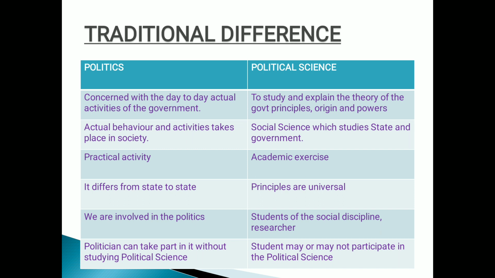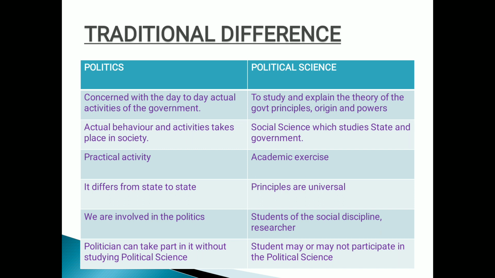Whereas political science is an academic science involving the study of state and government. If you want to go for political science, you have to read in depth about the state and the government. Next difference: politics differs from state to state and within each state from time to time. If you see, the politics of UP is quite different from the politics of the southern part. Clear, everyone? They are using different strategies over there.